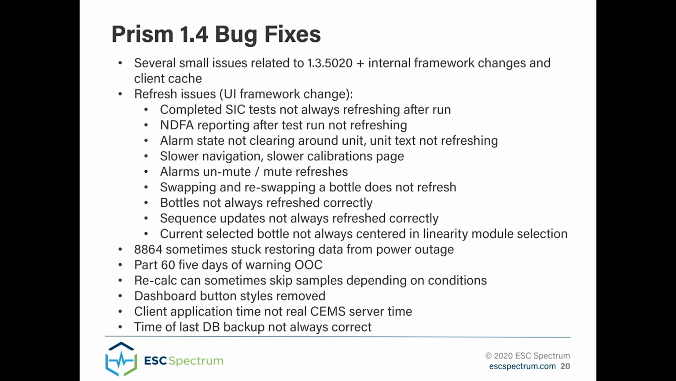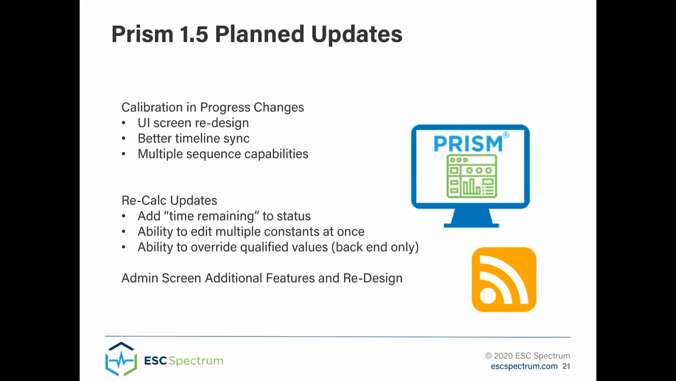So moving on to Prism 1.5 planned updates, some things that we have planned for the next release of Prism. So 1.4 is a spring release, 1.5 will be our fall release for the end of this year. One of the major things we're working on, it's quite a large effort, is the calibration in progress changes with the new capabilities added to the 8864 that allow us to drill down on exactly what sequence is running, where that sequence is in its steps, how much time is left.